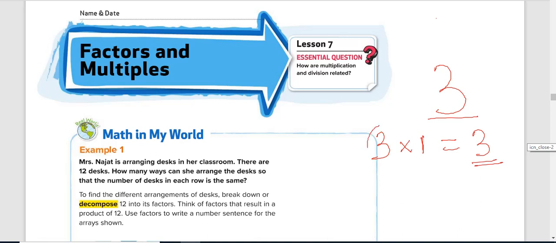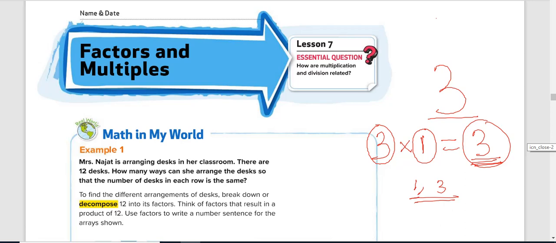So that means 3 is a factor and 1 is a factor of the number 3. Then you think of, is there another number? If there is no other number, then the factors are 1 and 3. If there are other numbers you can multiply together that will give you 3, then these numbers are factors.